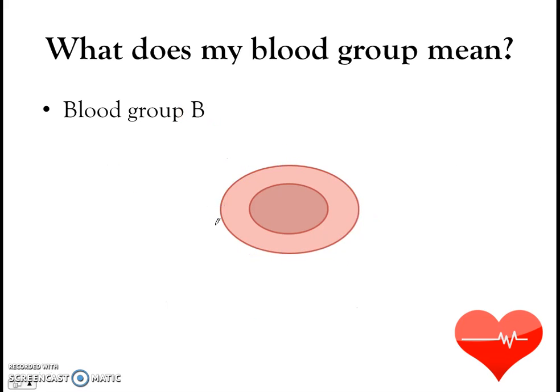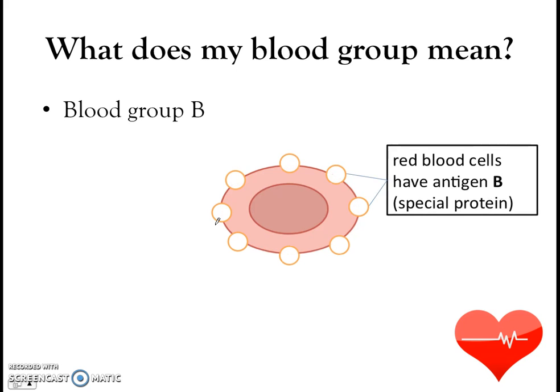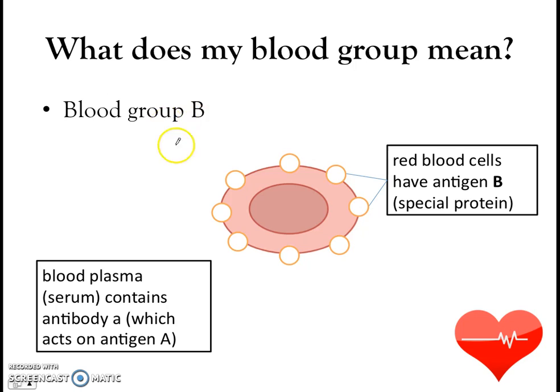Now, if you're blood group B, then your red blood cells will have antigen B on them. Okay, in this case, I represent it with a circle. So blood group B, your red blood cells have antigen B on them. And inside the serum or the blood plasma of a blood group B person, there is antibody small a. Okay, so antibody small a detects antigen A, which is not present in the blood cells of a person who is blood group B.